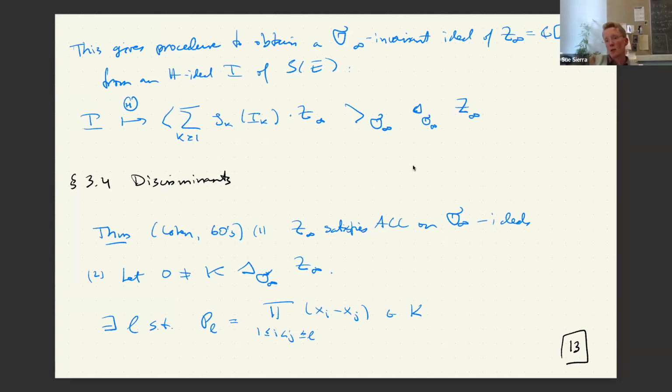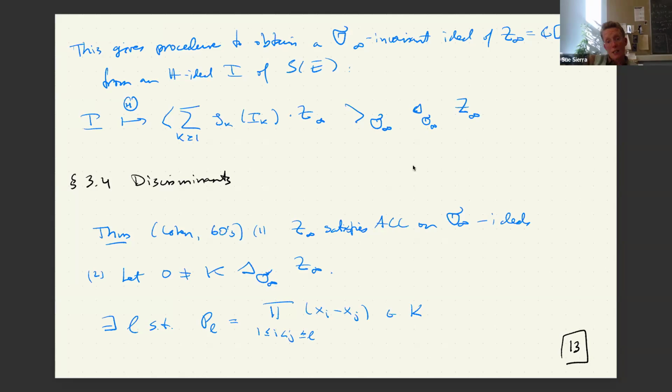So Z infinity, of course, is not Noetherian, hard to get a handle on, but symmetrically invariant ideals, ideals that are invariant under the infinite symmetric group, do satisfy the ascending chain condition. So there's a lot of structure there.